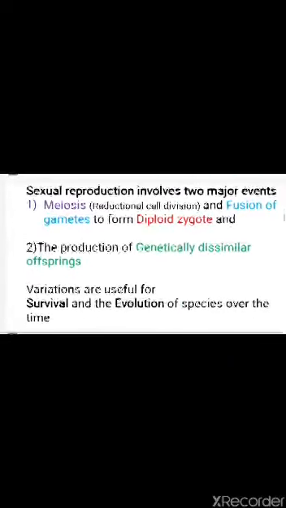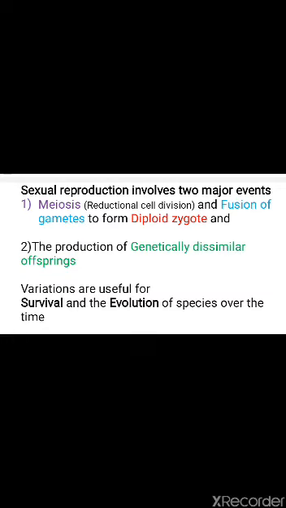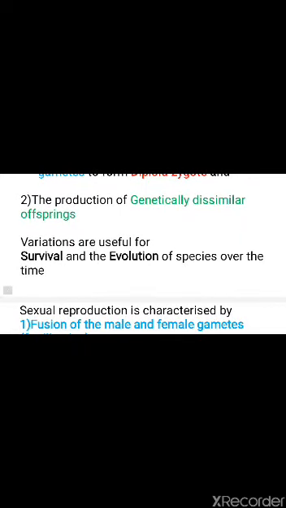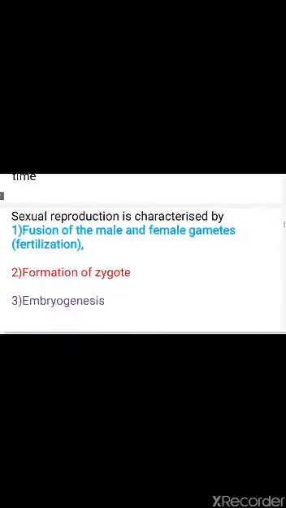And the second event is the production of genetically dissimilar offsprings. So it produces offsprings, and those offsprings are genetically dissimilar. Since the offsprings are genetically dissimilar, naturally it leads to variation, and this variation is very important for survival of a particular organism or the plant, or the survival of species and the evolution of species over time. So the variation is very useful for survival and evolution of species.